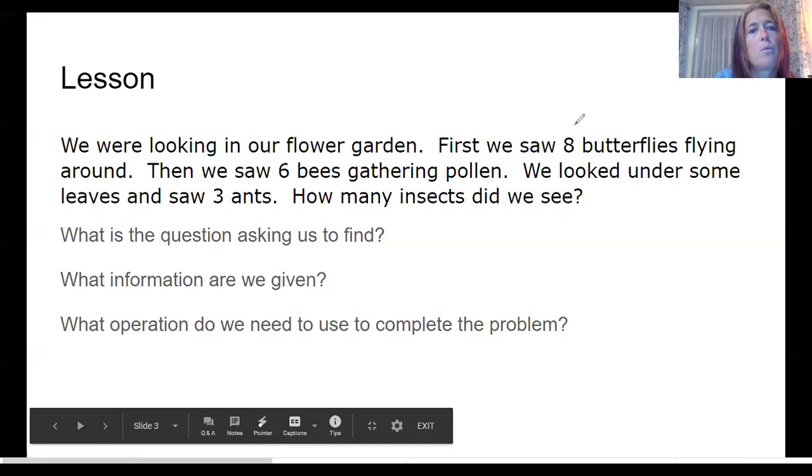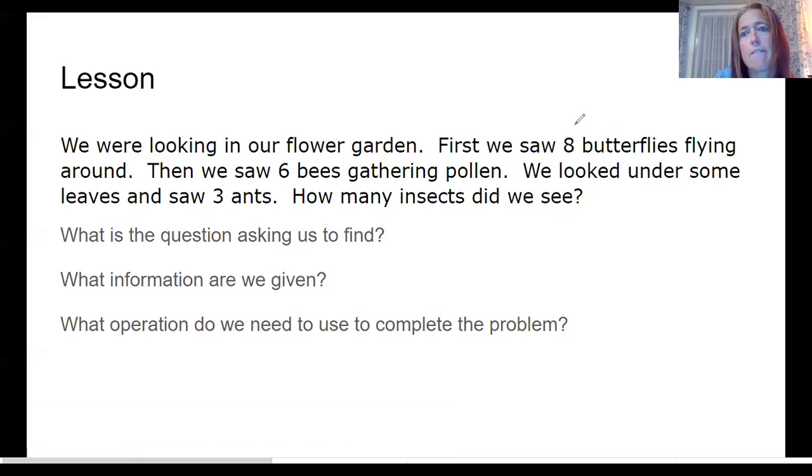All right, so we were looking in our flower garden. First, we saw 8 butterflies. Then we saw 6 bees. And then we saw 3 ants. How many insects did we see? So what is the question asking us to find? Well, in this problem, the question is asking us to find out how many insects we saw.